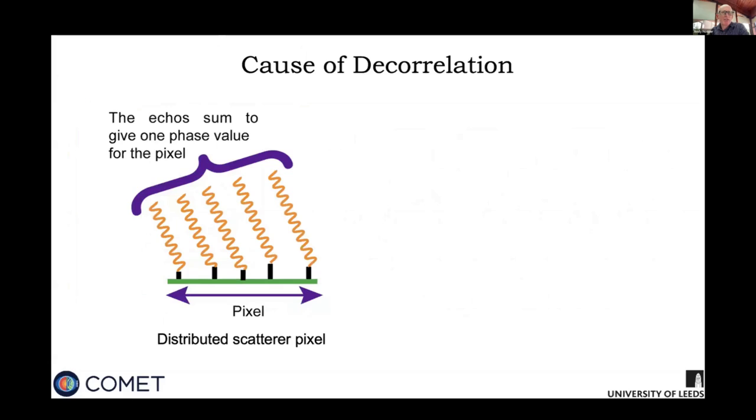Why is this the thing? Well, first of all, we have to understand the causes of decorrelation, and I guess you will have heard this already from Tim. Essentially, the reason we have decorrelation is because within a resolution cell, so within a pixel in our image, more or less, we get contributions from many scatterers on the ground. They're all reflecting back energy, and it's the coherent sum of all of these. You could think of it as a little sine wave going down and bouncing back off each of these scatterers. But then it's the coherent sum, so they're all added together, both phase and amplitude, to give the phase of the overall pixel.